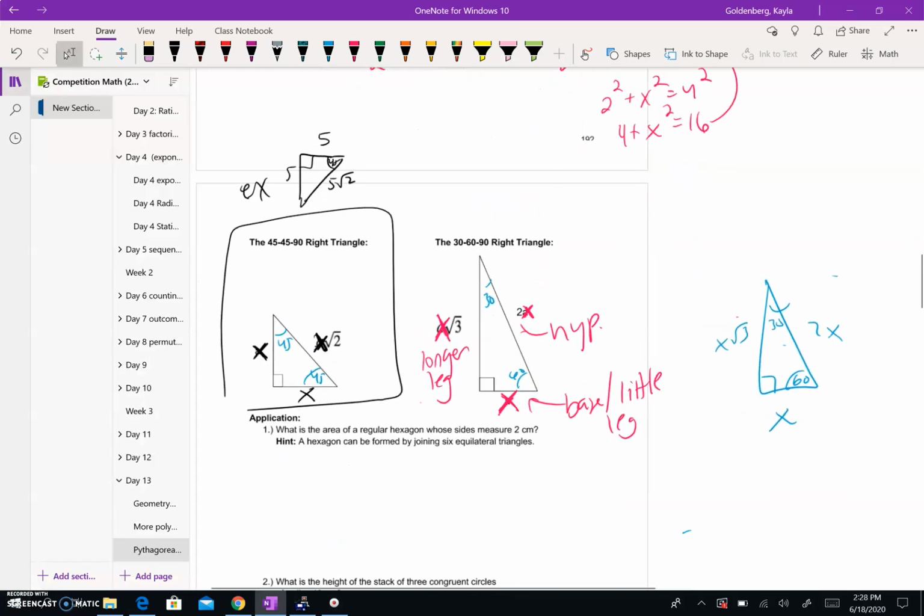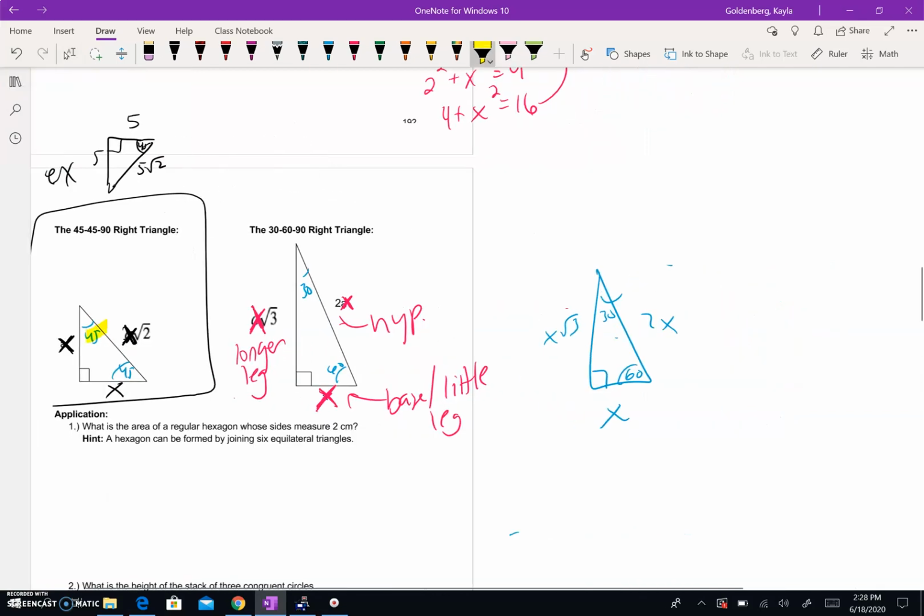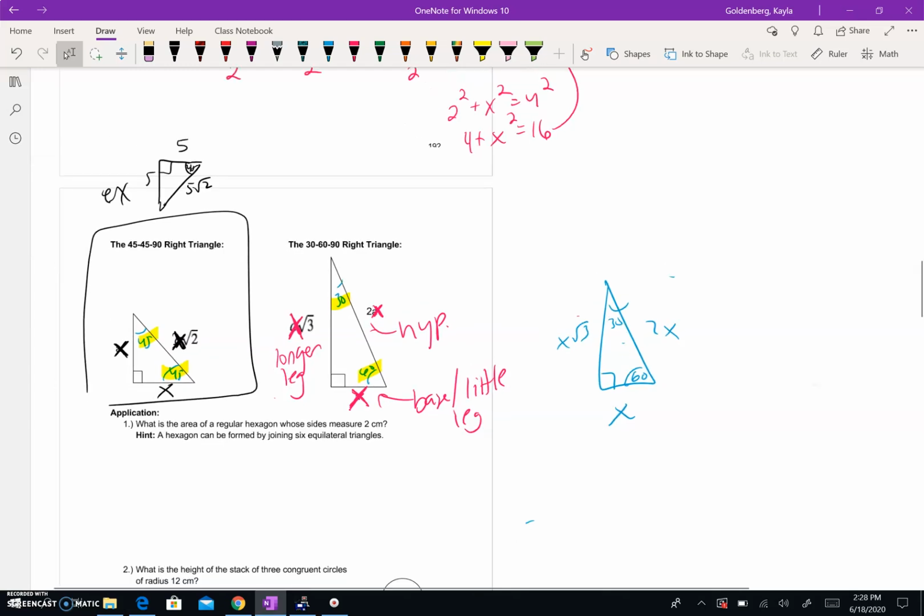And I do want to add in, I did not have these angle measures here before, the 30 degrees, the 60 degrees, the 90 degrees. So can you please add those in? Remember the 45 degrees were because we were cutting the right angle in half. The 60 degrees is coming from its equilateral triangle, right? And one of those 60 degrees was sliced in half.